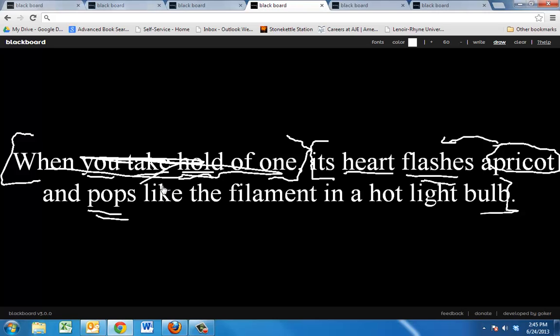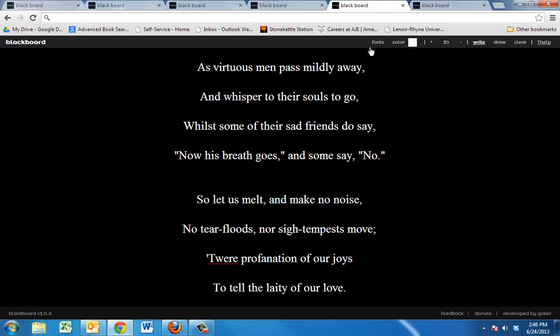And like the filament in a hot light bulb, describes the popping. What kind of popping is it? So now we've kind of figured out the basic syntax and grammar of this particular line. We know the main subject, we know the main verb, we understand how the other parts of the sentence relate to it. Let's try this with one that's a little bit more complex.